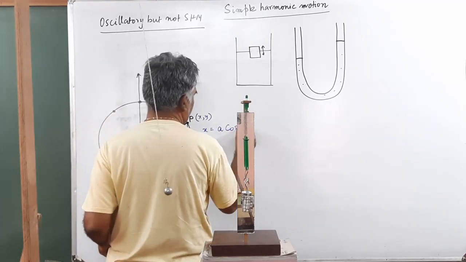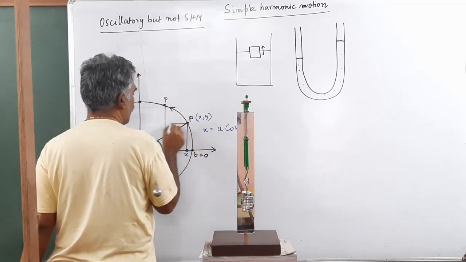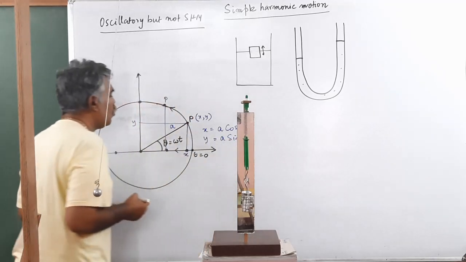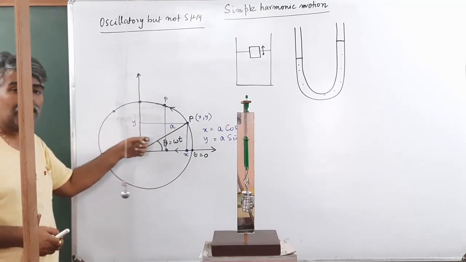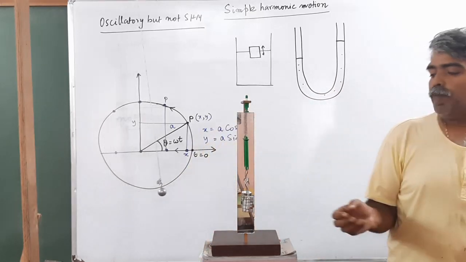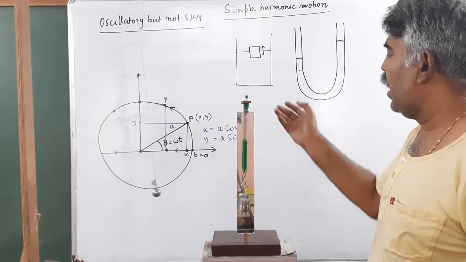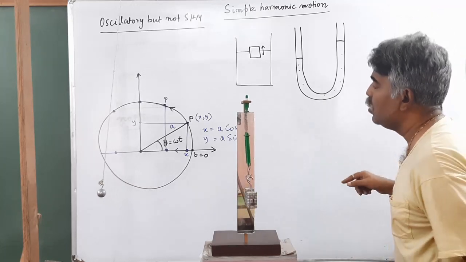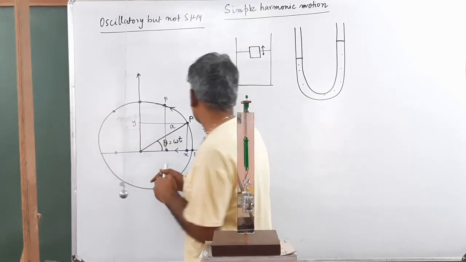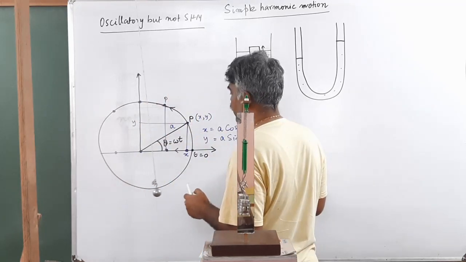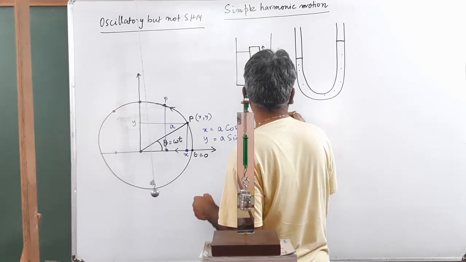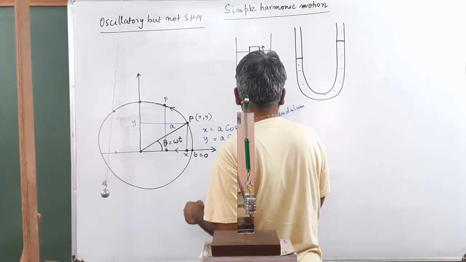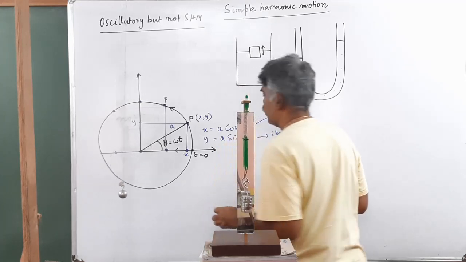a cosine of theta, and theta is omega t, right? And what is y? Suppose this is the y projection, y equals a sine of omega t. Why are we taking the y projection? We are also interested in the vertical projection, because this fellow is moving in a vertical direction. I have drawn the circle bigger to explain, but this up and down motion is basically the motion of this y projection. So x equals a cos omega t, y equals a sin omega t. This is for the pendulum, and this is for the spring.